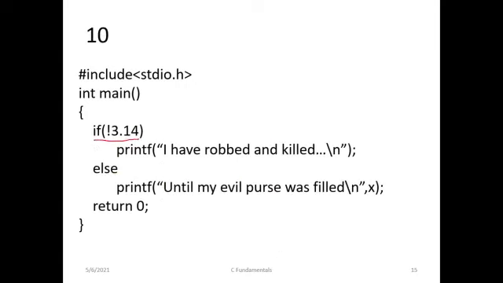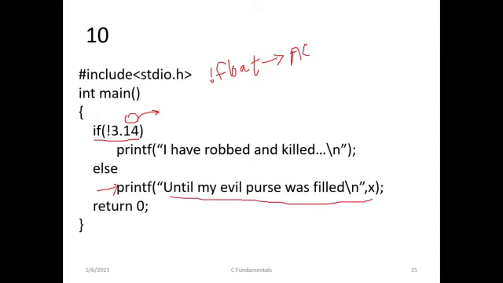Next, if not 3.14, here we have a confusion now, whether the not operation can be done for a float constant. So this is a float constant, right? Yes, it is accepted. So this is 0. If 0 means false condition, so the else part will get printed.